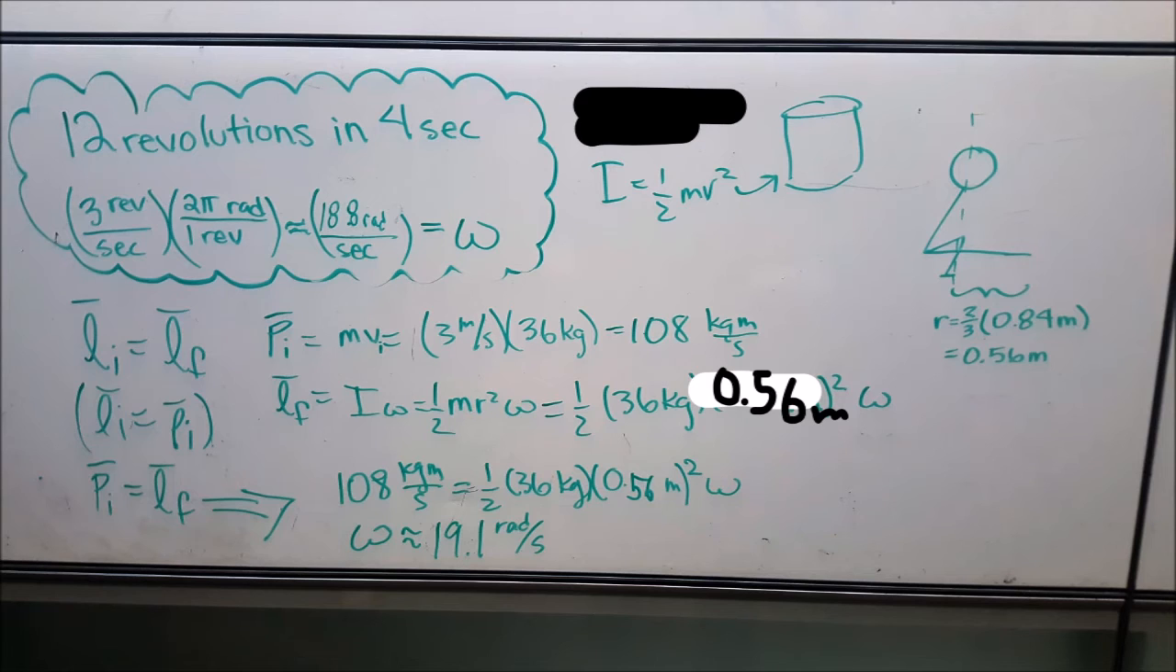0.56 meters, and that's because she's not using her whole leg as the radius. She's spinning approximately 1/3 down her leg, which came out to be approximately a 0.56 meter radius. So we use that as the radius squared, and we found that her angular velocity should be approximately 19.1 radians per second, which is pretty close to the guesstimate originally.